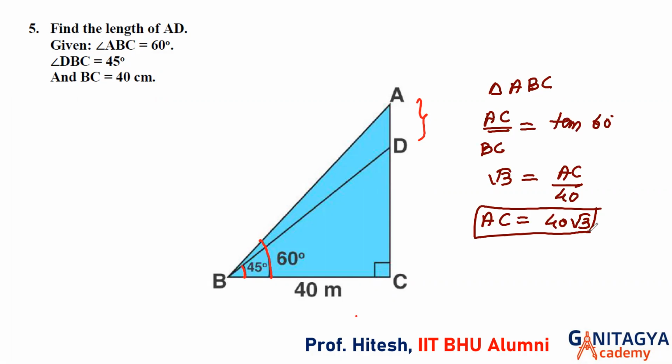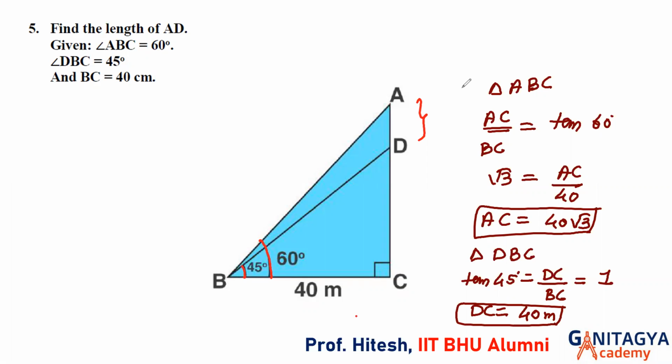Understood? Now take triangle DBC. So in DBC what will be there? This is 45 degree. So tan 45 is equal to DC upon BC. So how much is DC? DC upon BC, tan 45 is 1. So DC equal to BC. So DC equal to 40 meter.